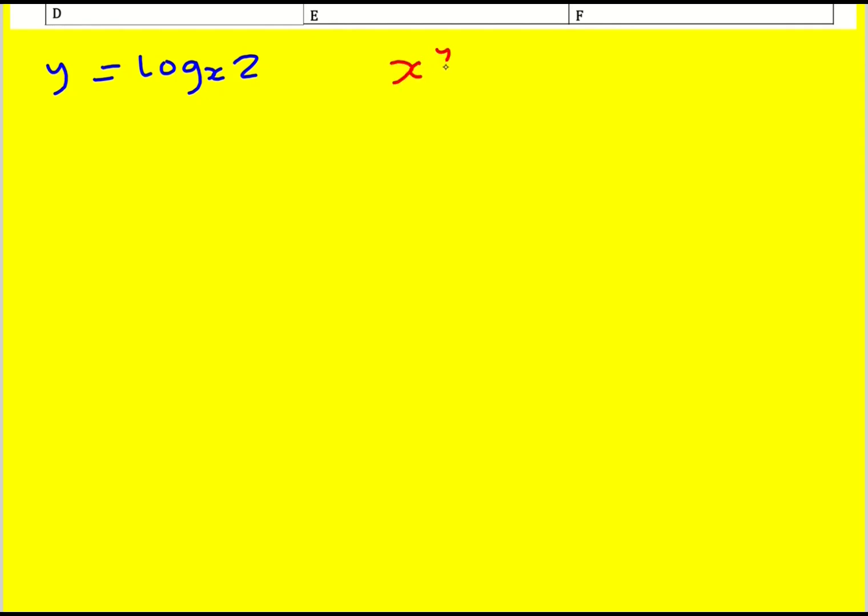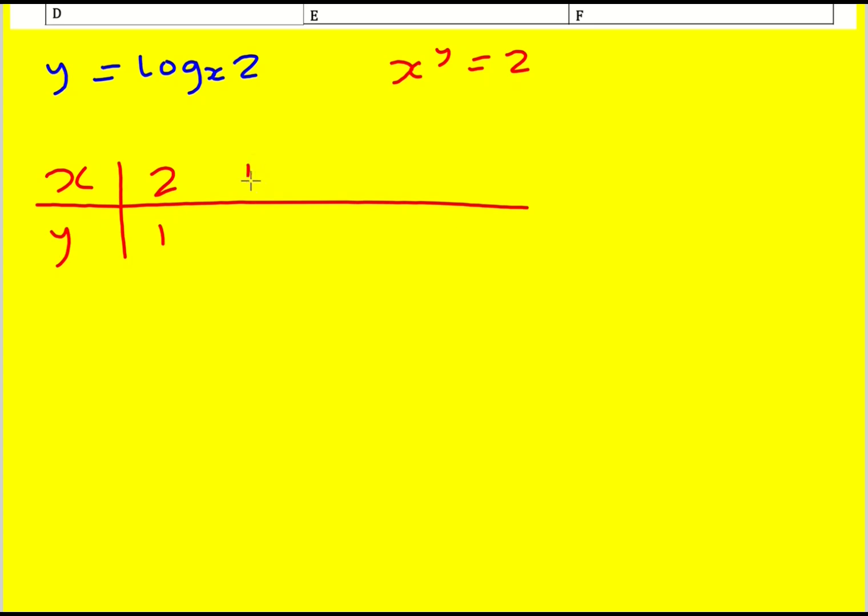So x to the y equals 2. Then I'm just going to choose some different values of x and find the value of y. So if x, for example, was 2, then 2 to the power of 1 is 2. If x is equal to 4, then it's 4 square rooted, which is 2, so y is going to be a half. And we can see a little pattern emerging. It's going to be the cube root of 8. It's going to be the 4th root of 16.